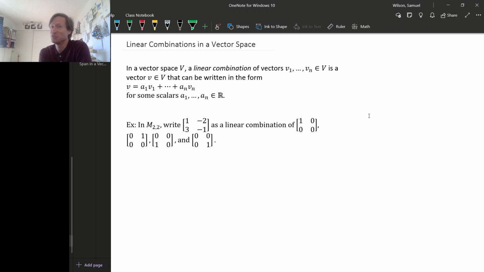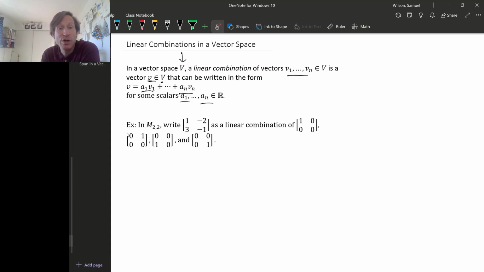Now that we have a bunch of vector spaces at our disposal, we can start applying the ideas of linear algebra from Euclidean spaces to these other vector spaces. And maybe the first tool that we came up with for Euclidean vector spaces is linear combinations. So if we have a vector space V, a linear combination of vectors is just some vector in that vector space that you can write as scalar multiples of the given vectors all added up for some scalars.